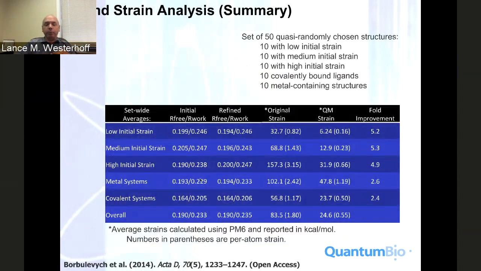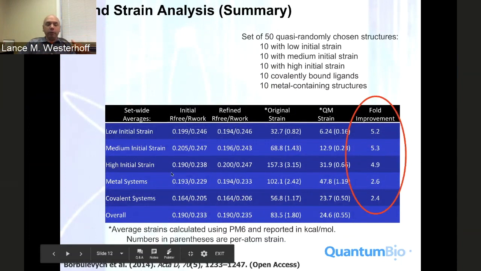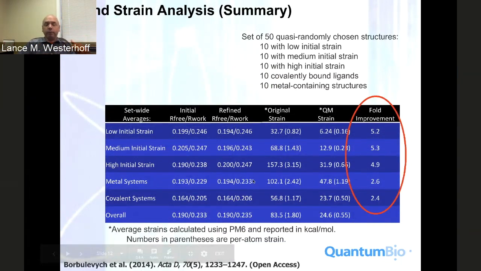So we did this in this particular paper across a whole set of structures, 50 quasi-randomly chosen structures. We say quasi-randomly because we did pick 10 with really low initial strain, 10 with medium initial strain, 10 with high strain, then 10 covalently bound, and 10 metal-containing structures. You can see pretty consistently a significant improvement in strain across the board, while maintaining or improving all of our conventional metrics as well.